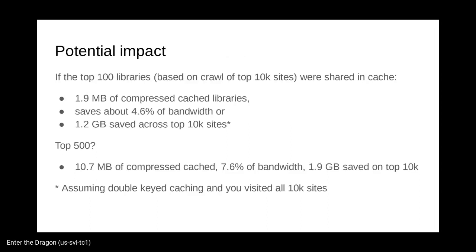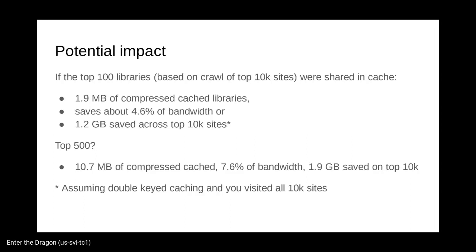So I did a crawl of the top 10K pages from the Alexa top 10K to try to estimate what the impact of this could be. As you can imagine, right now, without this resource or this incentive to share libraries, it's not going to be as large as the potential opportunity if we implemented this.